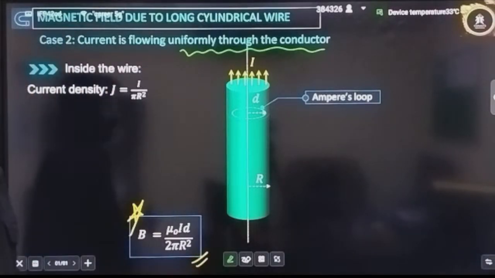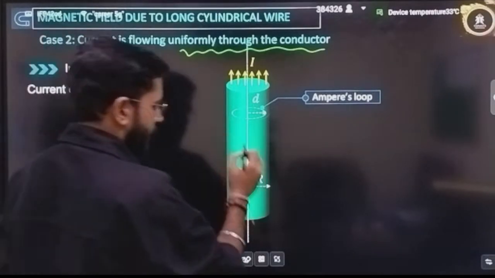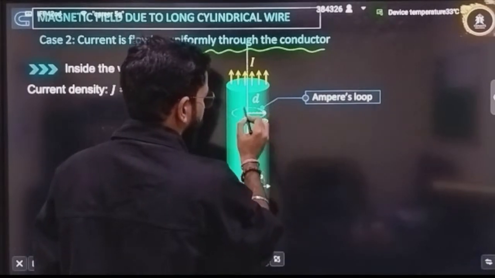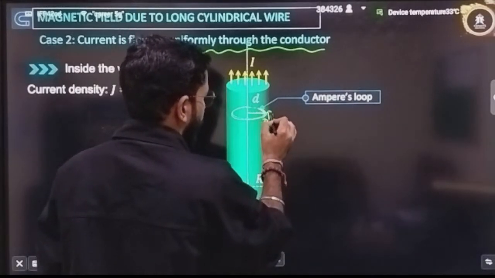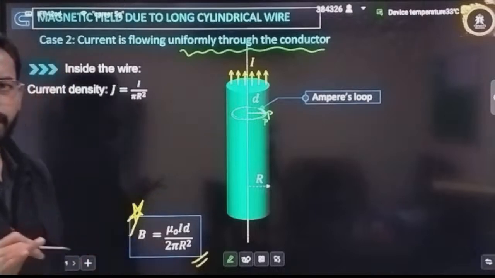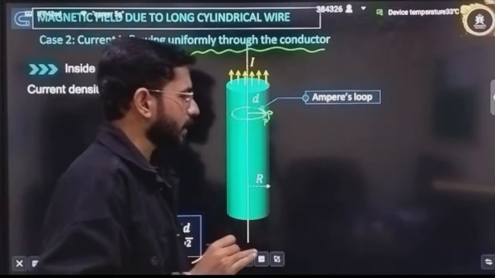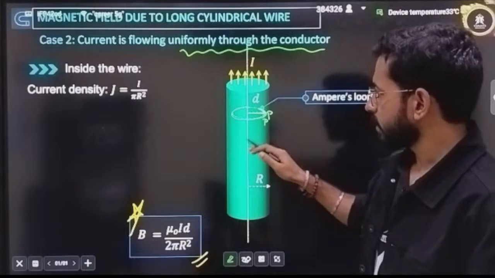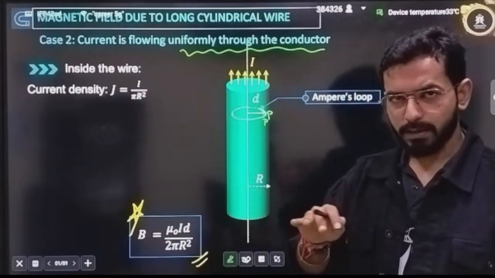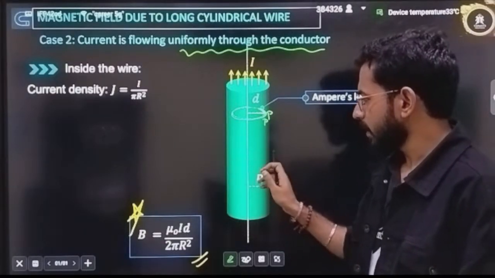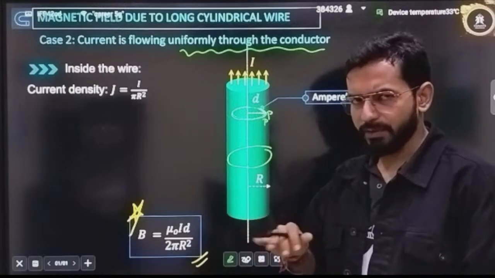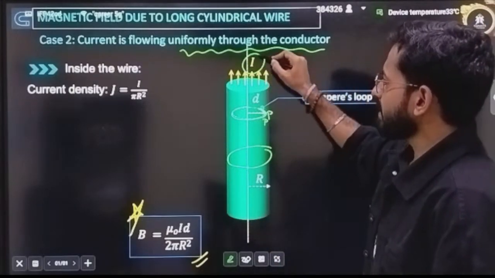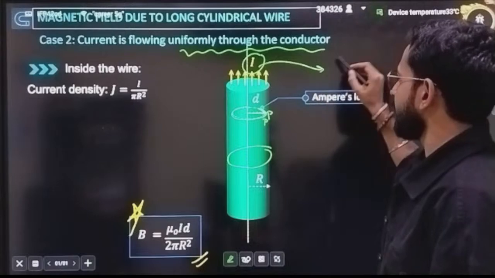Firstly, for the inside portion. What is the first step? Always we take an element of the Amperian loop. We will draw it at some point P, and I want to check what will be the net current flowing inside. Tell me what kind of surface distribution this is. Current distribution, surface. We are talking about the surface. So tell me, this current I is flowing through how much area?